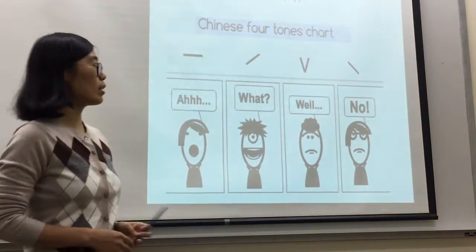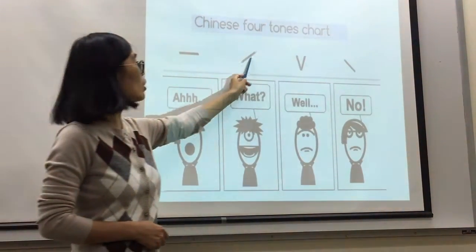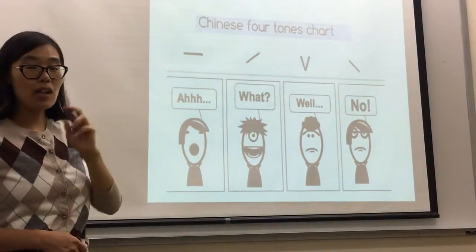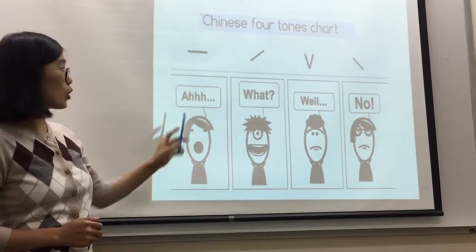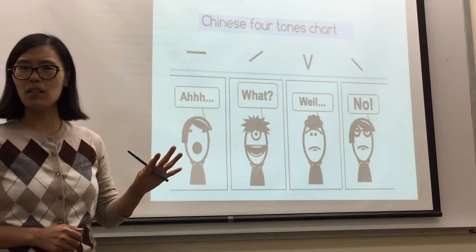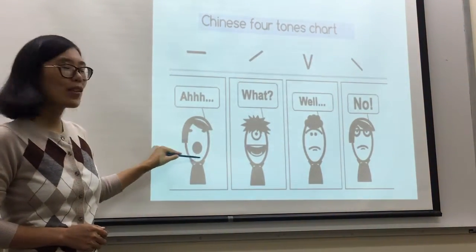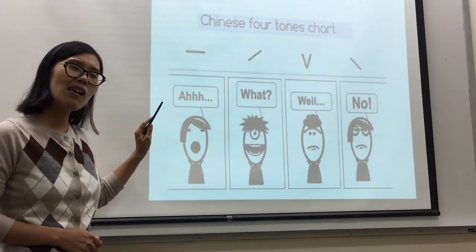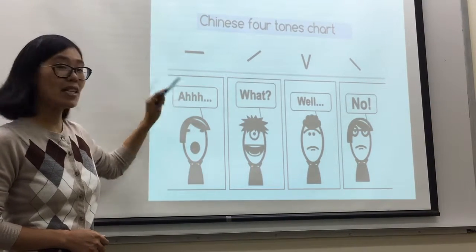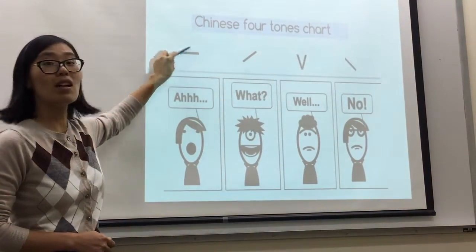Chinese four tones chart. Four tones. 第一声 first tone, second tone, third tone, and fourth tone 第四声. Actually, we can find equivalents in English here. You think English has no tones at all? Really? No. Let's talk about this picture. When you think about something, probably this one is the highest tone of your speaking voice, and this one is quite similar with the Chinese first tone.